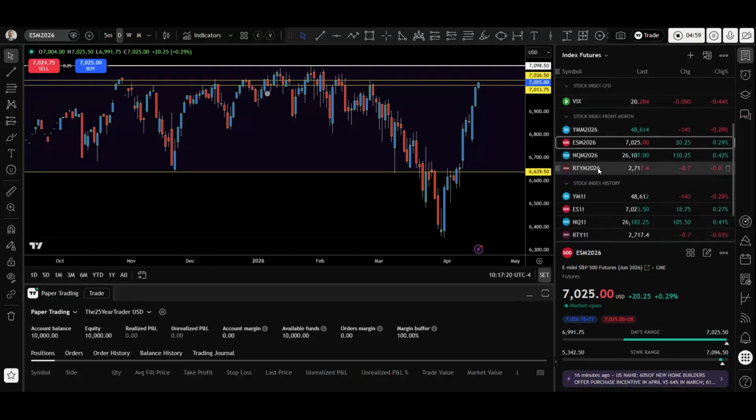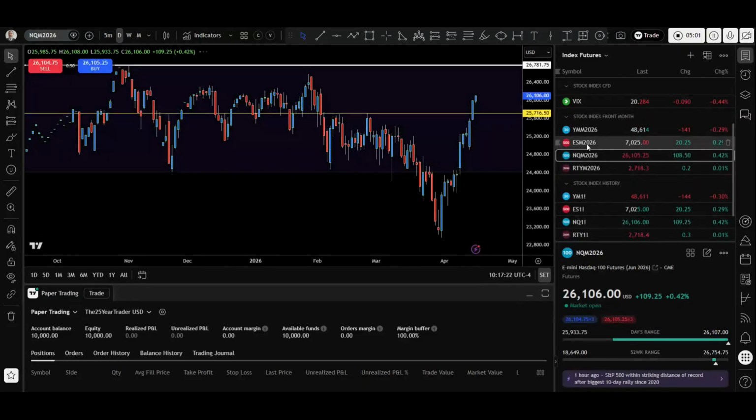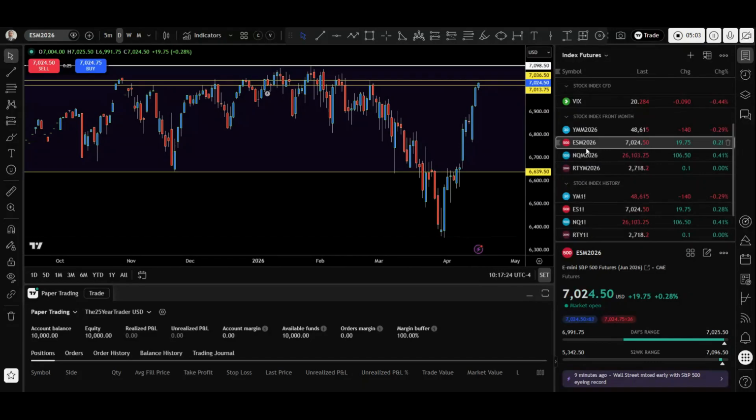There are different size contracts also. You'll want to learn the size of contracts later. But basically, this is a really popular one. It's called the E-mini S&P 500. It's 50 times the index, so the leverage is 50 times this number you see here, 7,024. If you did the math, you're basically controlling a $350,000 contract.